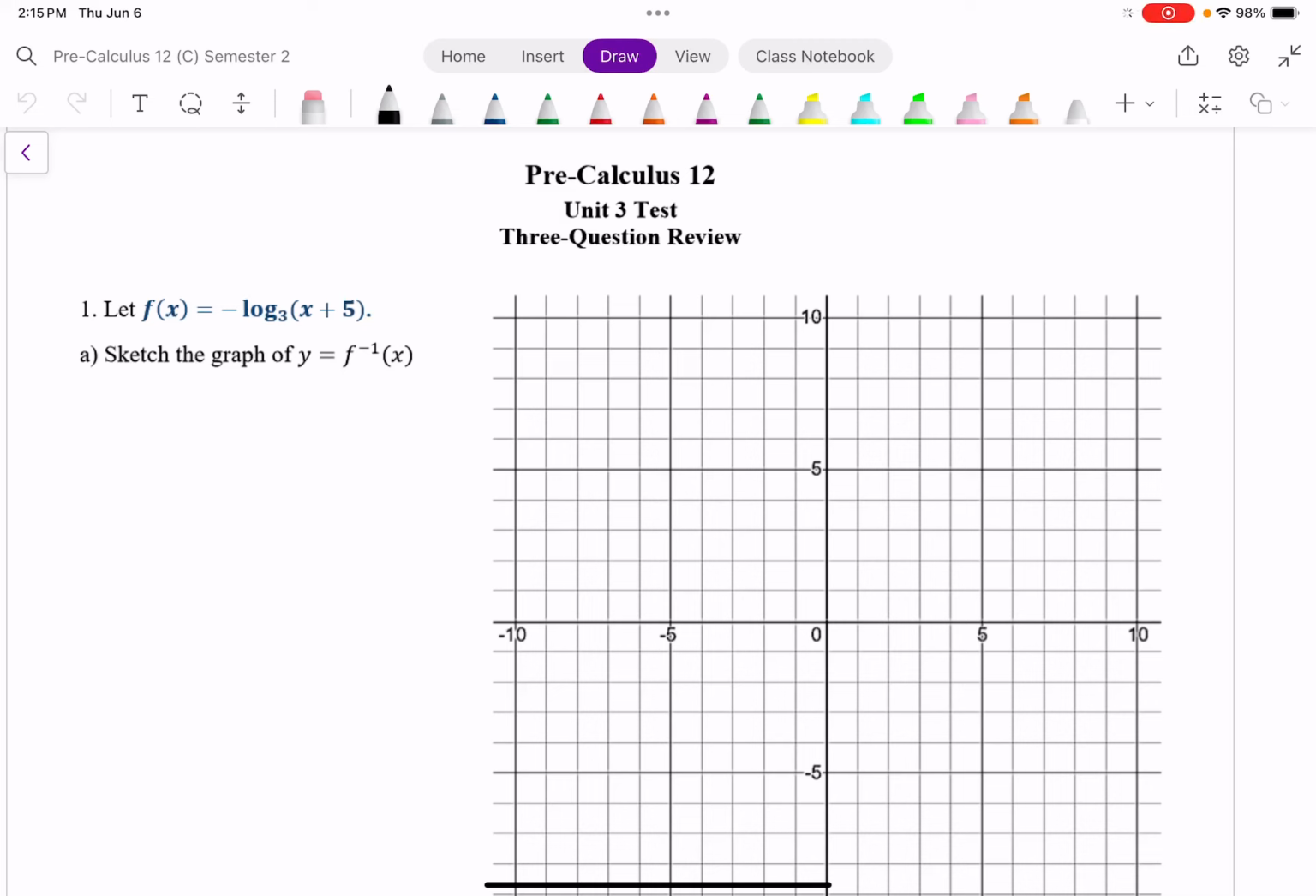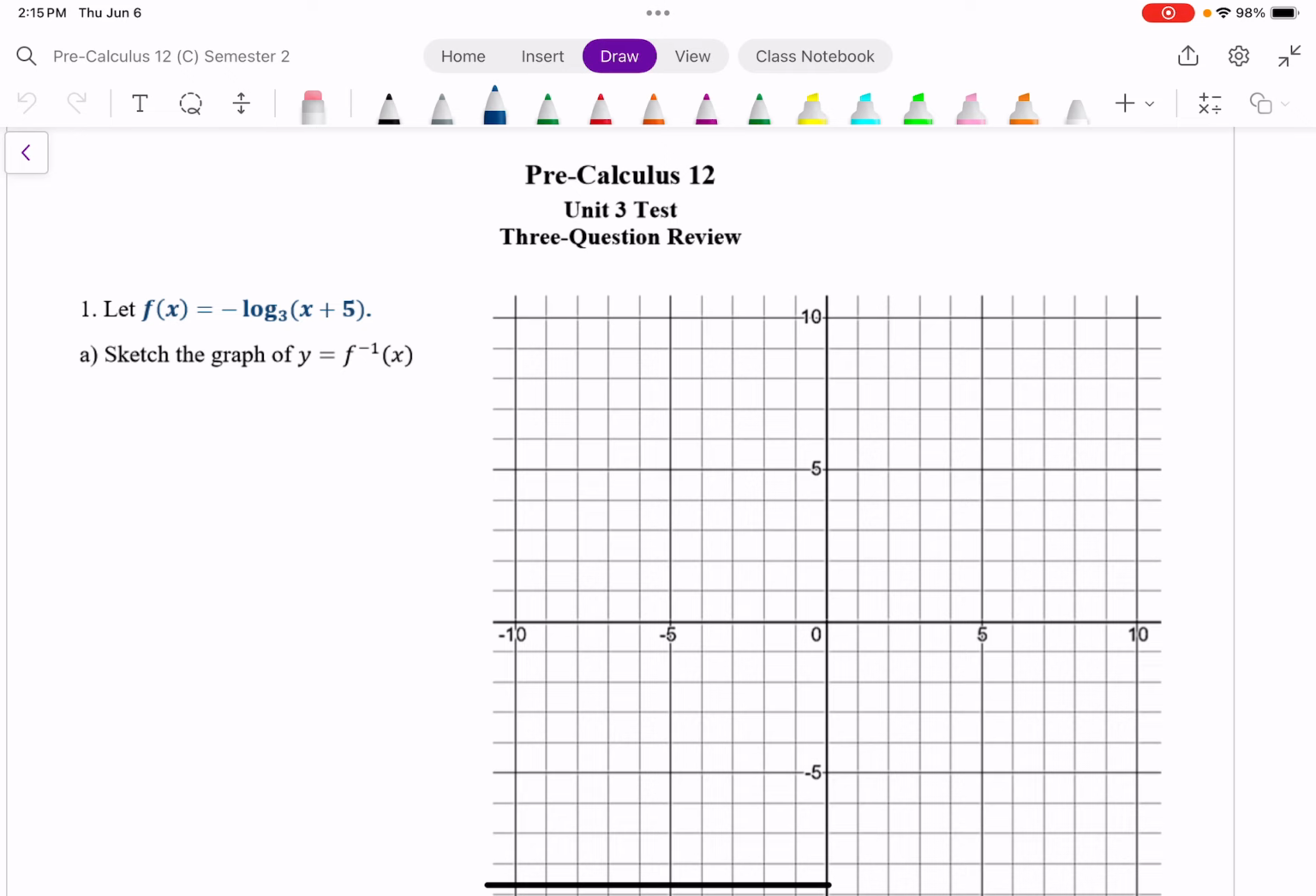So I want to work through the 3-question review for this unit, starting with I have f of x being minus log base 3 of x plus 5. I want to sketch the graph of the inverse of it. So a few options. One is to sketch the graph of f of x and then visualize the inverse, or what I think is a bit less work is to just find the inverse equation.